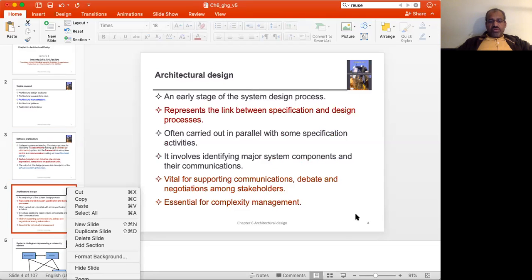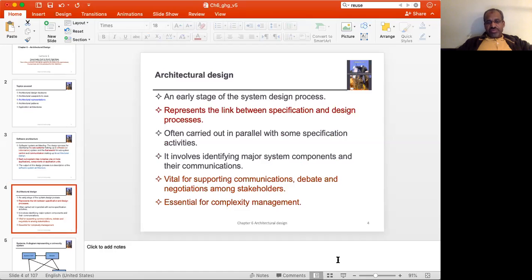Right. When do you get architectural designs? When do you care for architectural designs? Architectural design is the first stage of system design or software design. You start doing this immediately after or during the last bit of requirements analysis and specification. Some people call it the twilight between analysis and design, or requirement specification and design. So the architecture actually links the specification you've agreed to with your team and your stakeholders and the design.